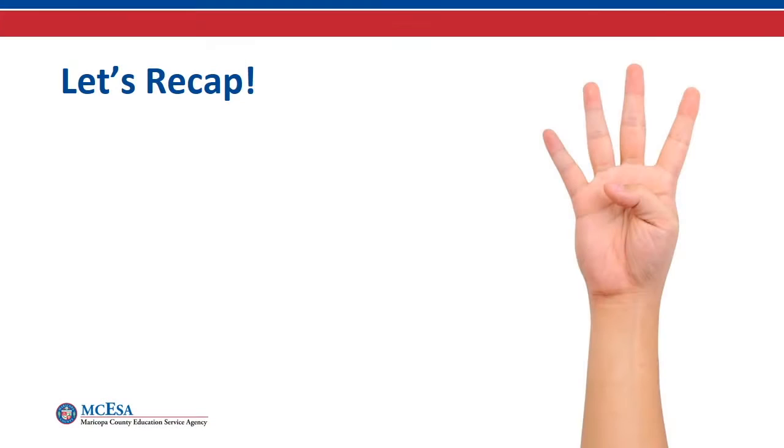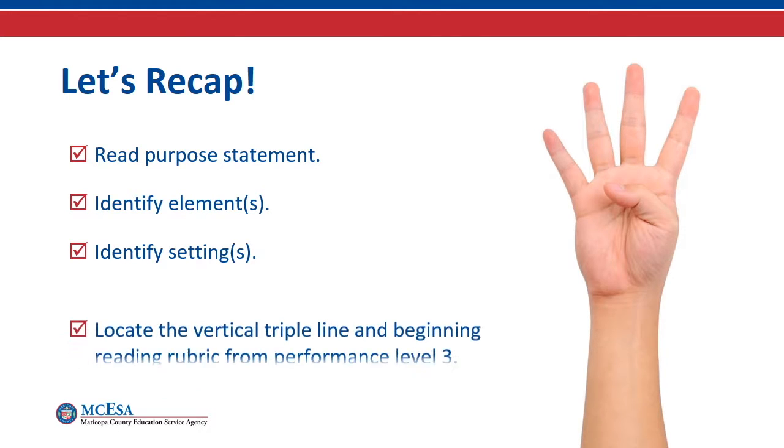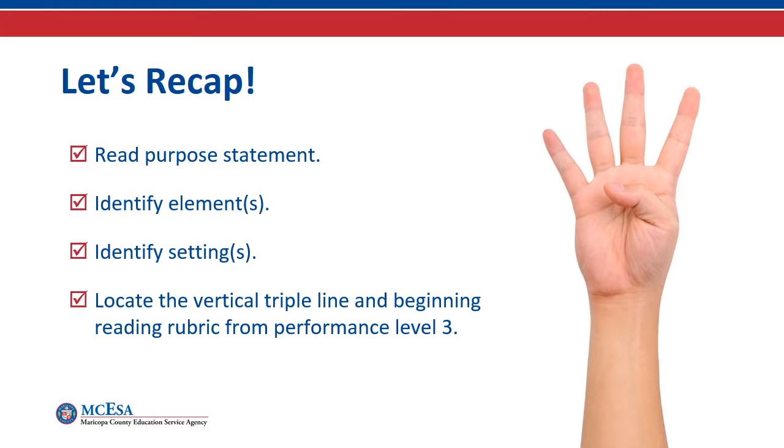So now that you've had some practice navigating the Learning Observation Instrument, let's recap the 4 important components that will enable you to feel confident in utilizing the instrument. Read the purpose statement to understand the intent of the rubric. Identify a particular element within the rubric. Identify the setting or settings in which the element is scored. And locate the triple line and begin reading at Performance Level 3.